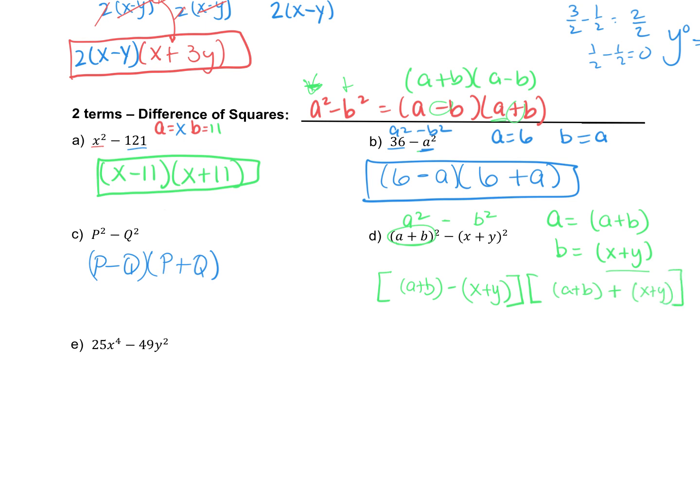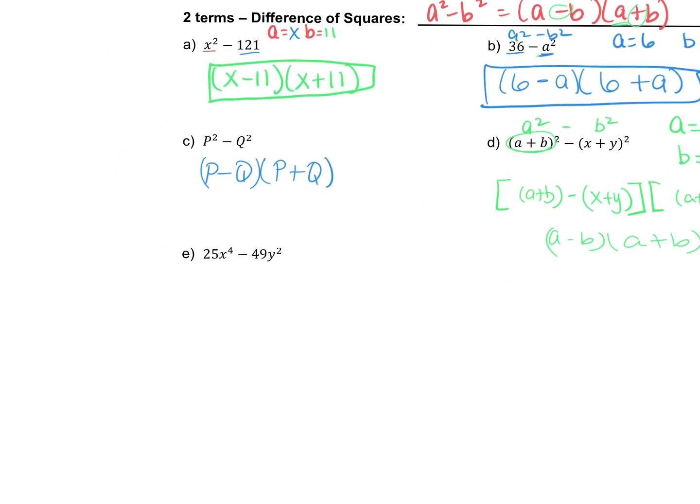And that's it. That is all you can do. If you don't like brackets, you can use parentheses. I just like brackets when there are so many parentheses going on. So again, from above, this is your a minus b times your a plus b. That's what you did. All right. Let's do one more for this section.